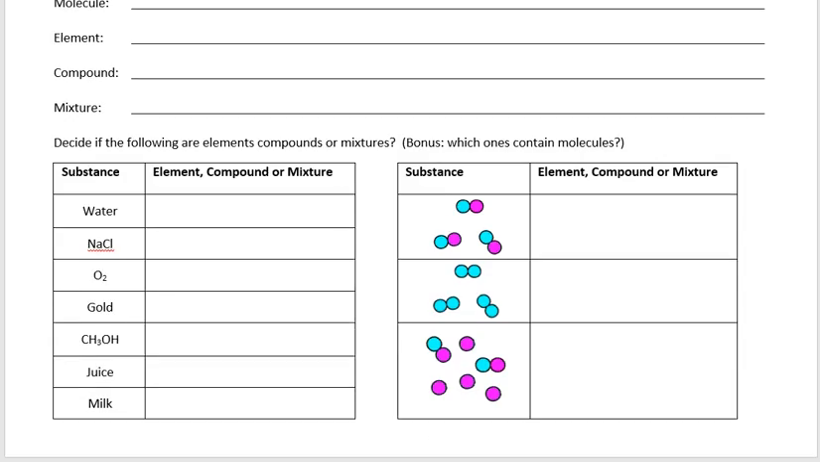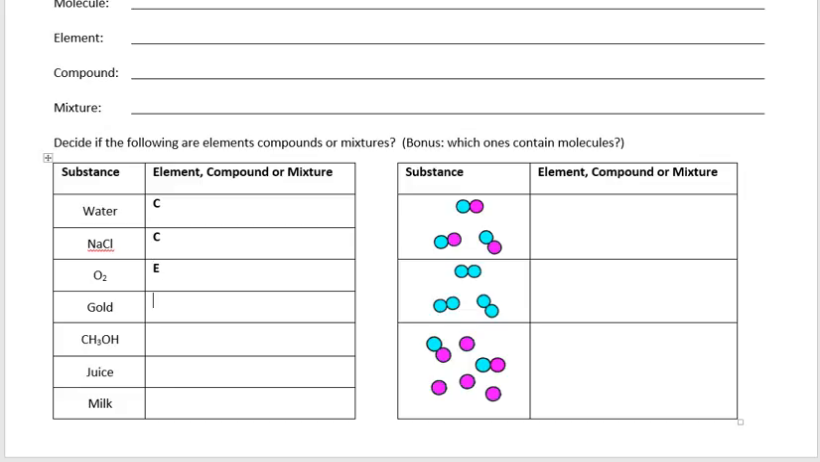Alright, so let's have a look at my examples here. Water is a compound. We know its formula is H2O, so it's two different elements, hydrogen and oxygen, combined together. This is salt, sodium chloride. You can see it's got sodium and chlorine. We've got two different elements joined together, so it's a compound as well. Now we've got O2, so the two oxygens joined together, but they're the same type of atom, so it's an element.